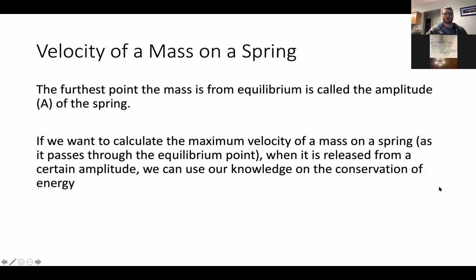The furthest point that the mass is from the equilibrium is called the amplitude of a spring. Okay, so this is a new term. If we want to calculate the maximum velocity of a mass on a spring as it passes through the equilibrium point, remember that is where the maximum velocity is found. When it's released from a certain amplitude, when we know the displacement of it, we can use our knowledge of the conservation of energy to help us solve this problem.